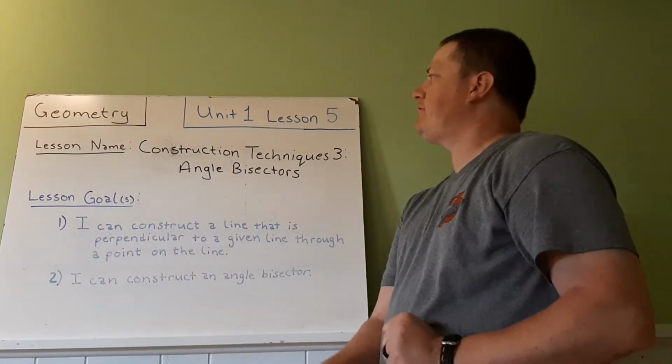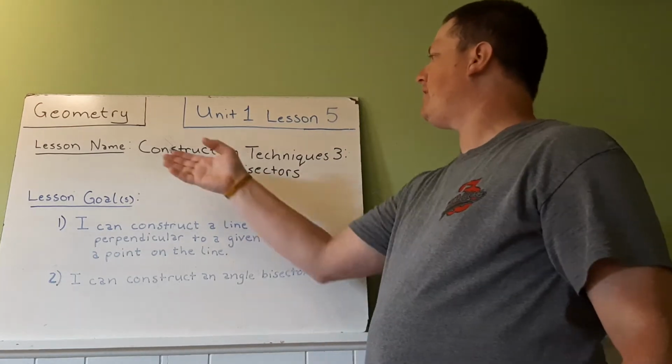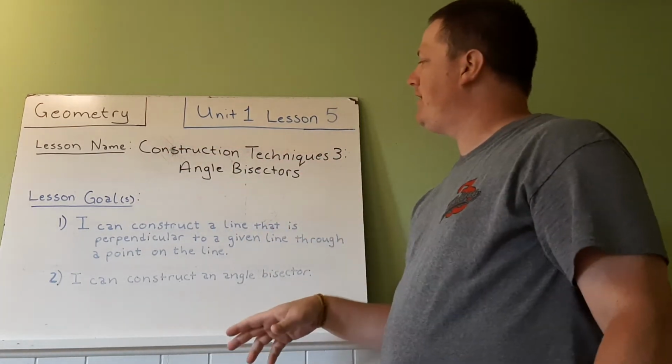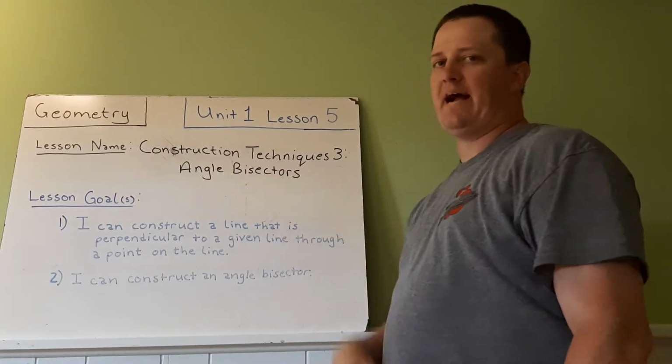All right, geometry students, we're going to look at Unit 1, Lesson 5. This is the lesson Construction Techniques 3. This is the third lesson focusing on this. And our focus is going to be angle bisectors.